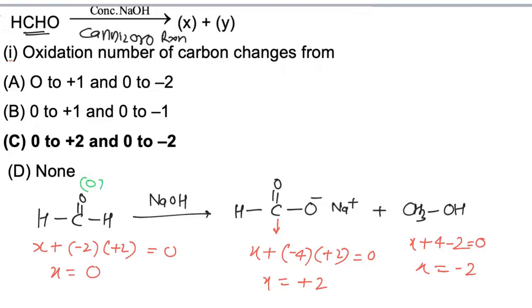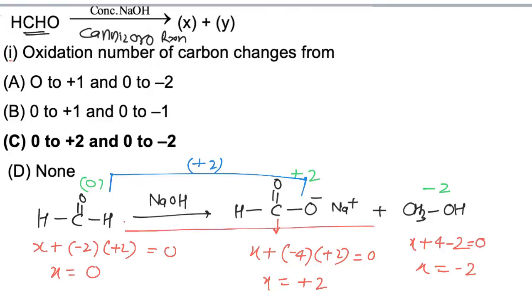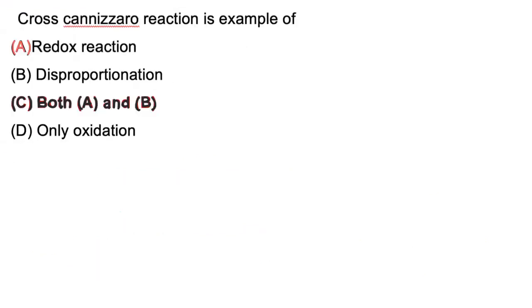In this case, the oxidation state of carbon is +2, and in this case, the oxidation state of carbon is -2. So the change in oxidation state observed when formaldehyde is converted to formic acid is that the oxidation state increases by 2, and when formaldehyde is converted to methanol, the oxidation state decreases by 2, and hence the correct answer is C, 0 to +2 and 0 to -2. Cross Cannizzaro reaction is an example of.